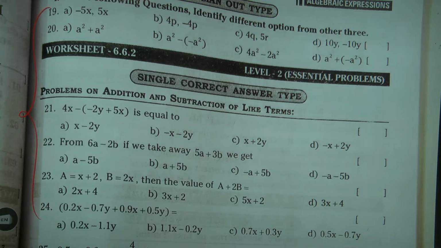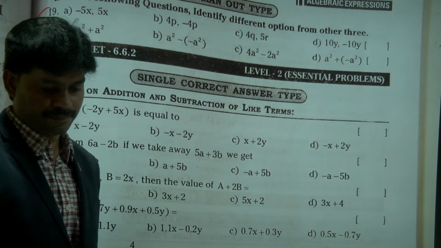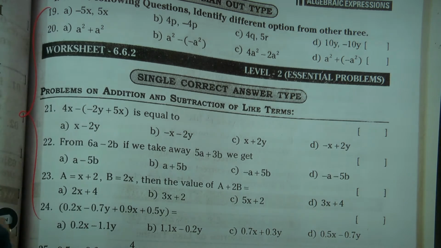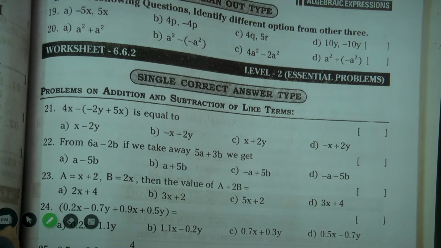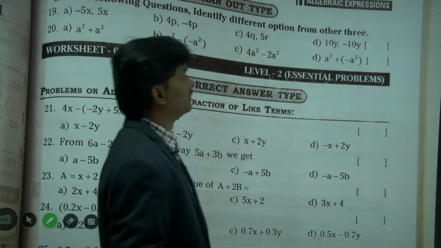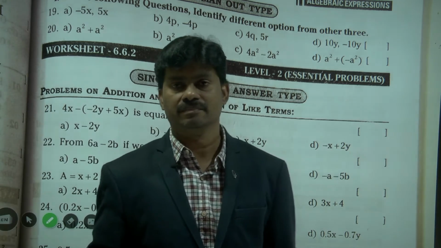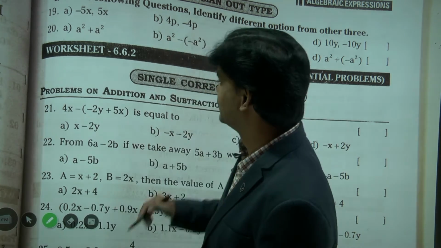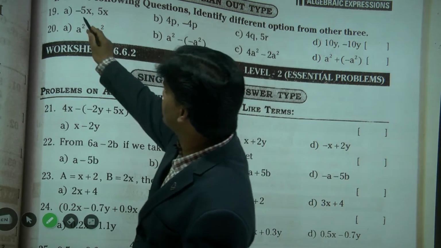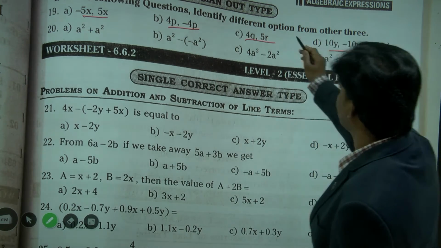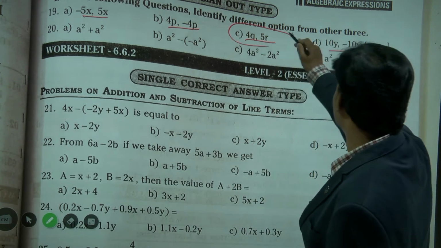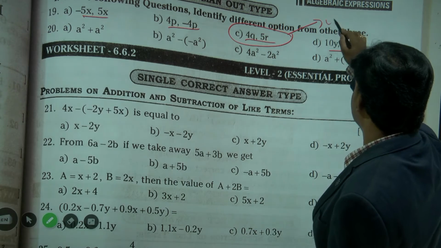Right, let's do. Here, the 19th question. The following questions, identify the different option from others. The pattern is different. Here 5x minus 5x, 4p minus 4p. Observe, C is an unlike term. These are unlike.